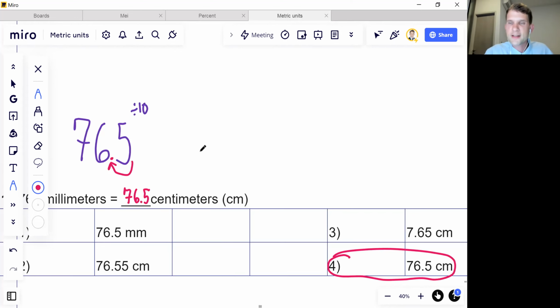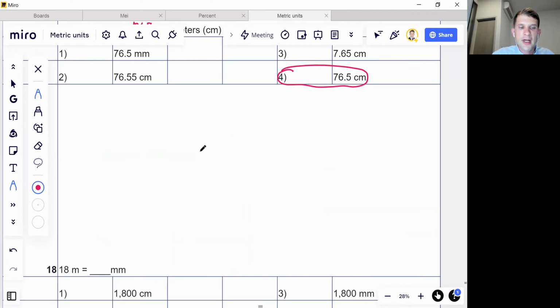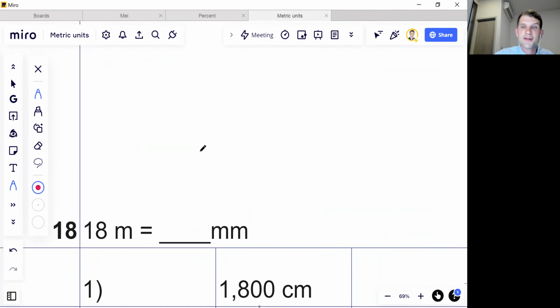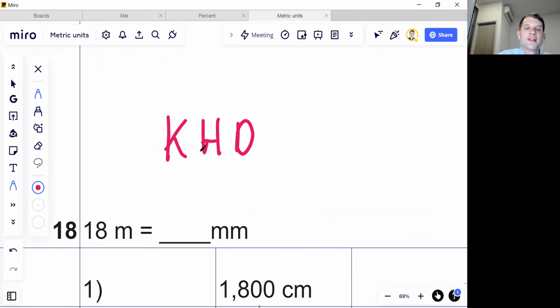And moving on to the next one, let's look at number 18. 18 is 18 meters to millimeters. So we need to go a few steps here on our King Henry died unusually drinking chocolate milk.